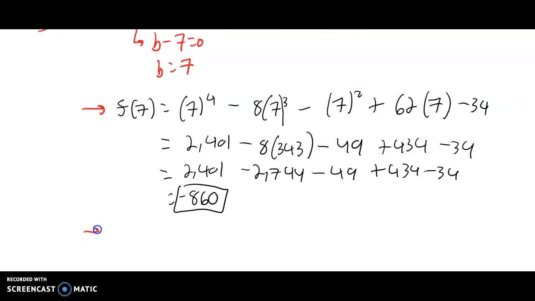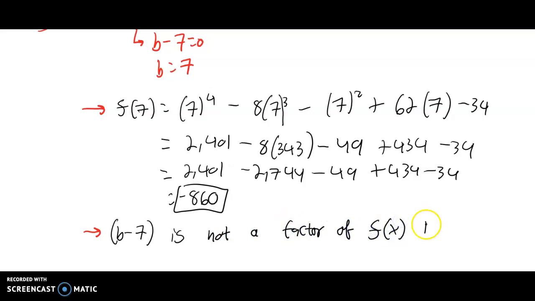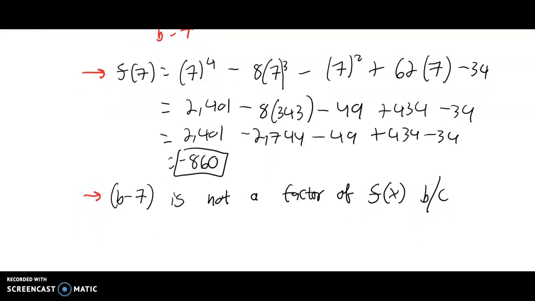So our final answer is b minus 7 is not a factor of f of x. B slash c means because. B minus 7 is not a factor of x because f of 7 does not equal 0. Anything but 0, and it's not a factor.